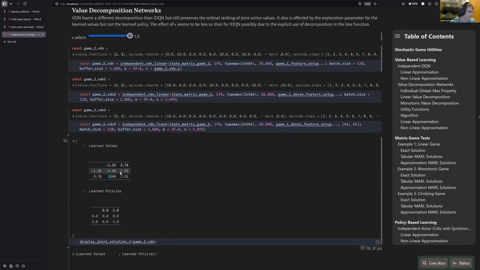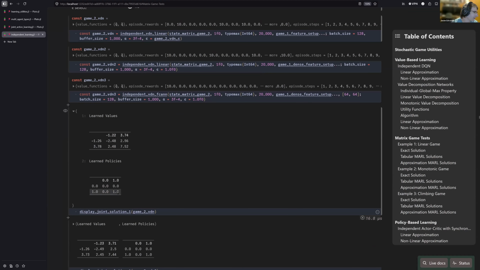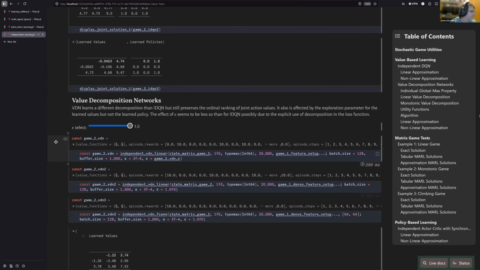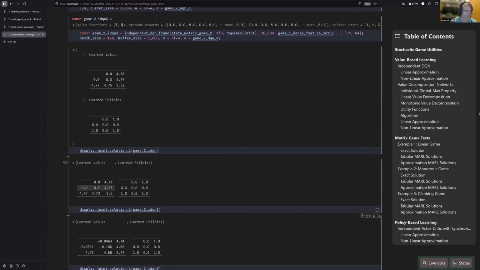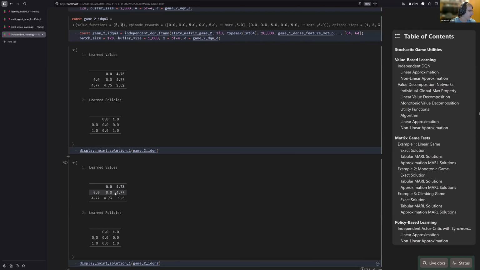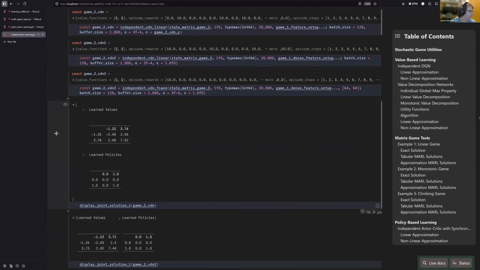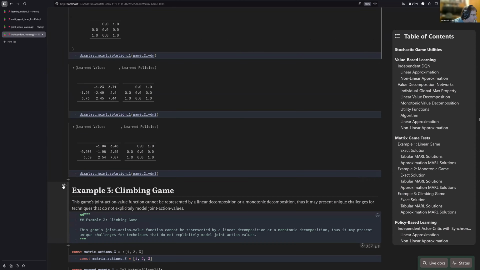Again, we have the problem where we can't make all 3 of these values equal each other, which for this game doesn't matter that much, because really what we care about is knowing that this joint action value is the best one. But we clearly don't have an accurate value function representation. And because of the lack of a linear decomposition, this technique doesn't really do any better than the independent Q learning, right? Either way, we have a value here which doesn't match these values here. And then the value in the corner is probably going to be too low of an estimate.